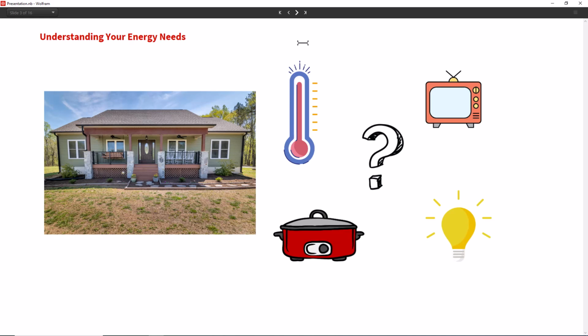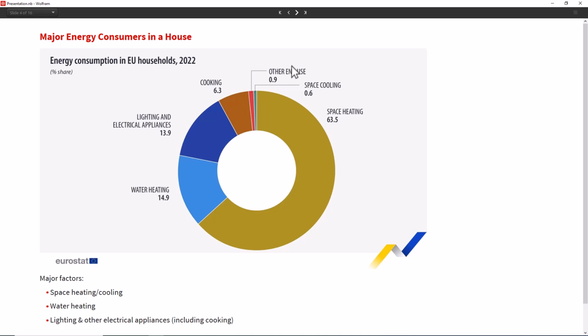Energy consumption patterns can vary significantly based on the household, but in this presentation, we will use a model that can be used to generalize based on climate and common energy consuming appliances. But what are the major energy consumers in a typical household?